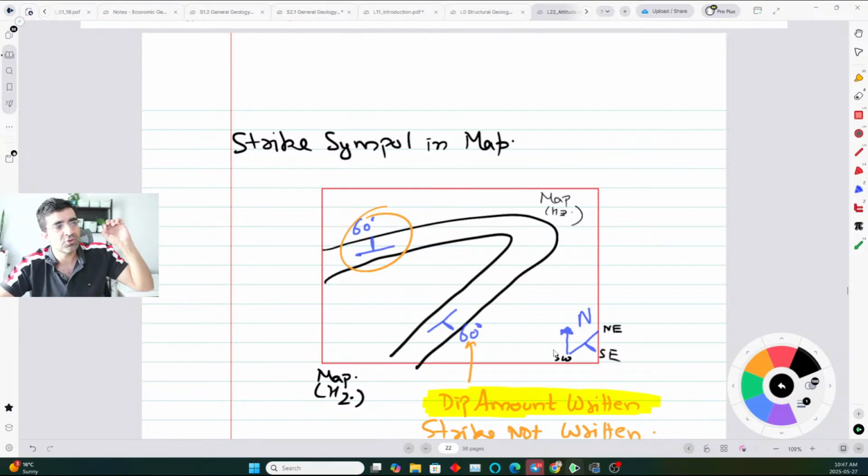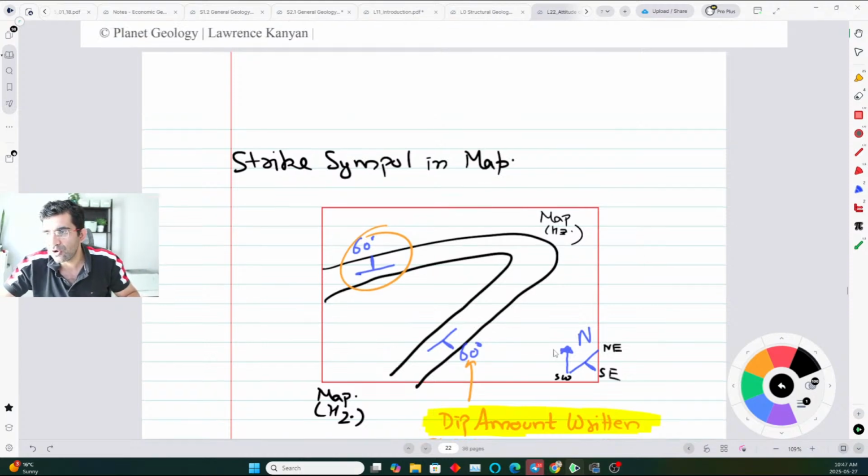But when it comes to the strike, sure, you can write, yeah, strike is 45 degrees north. But that will make your map very cluttered. Why? We have to give the minimum required information. So if you keep writing everything here, 45 degrees, 135 degrees, the map will become very cluttered. That is not needed. That is redundant information, because the north arrow is given to you.